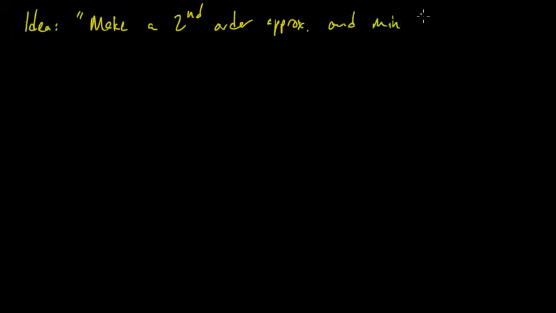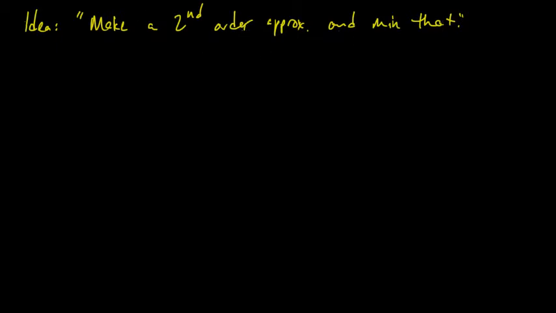Now that we have some intuition for Newton's method, let's derive it. You remember that we said the basic idea is to make a second order approximation and minimize that. So this is going to be our guiding principle.